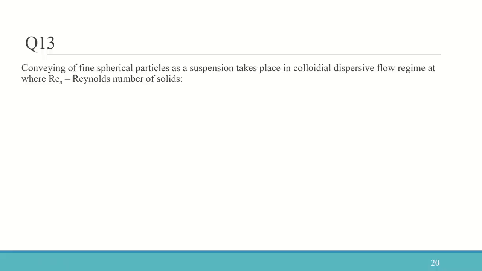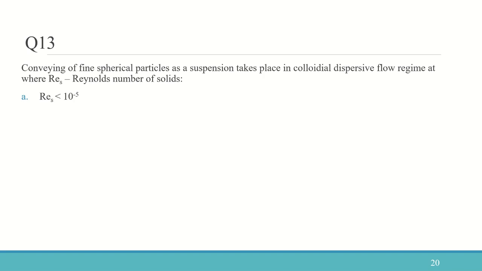Conveying of fine spherical particles as a suspension takes place in the colloidal dispersive flow regime at what Reynolds number? RES is nothing but the Reynolds number of solids, that is REP or RES, whatever. At what condition does conveying of fine solid spherical particles as a suspension take place?